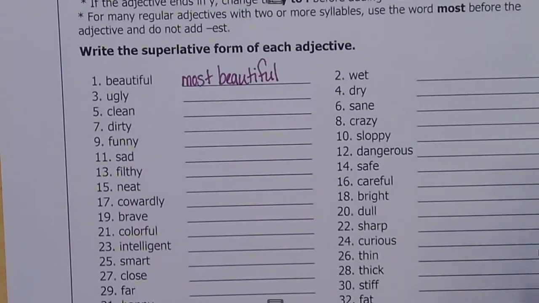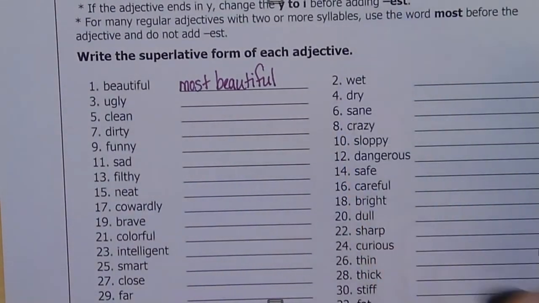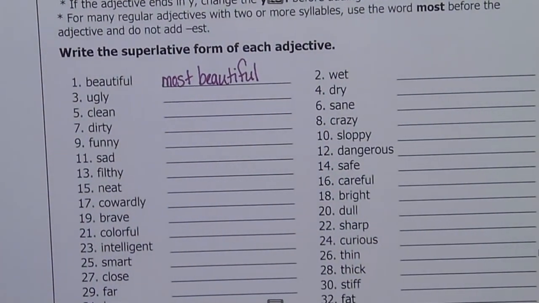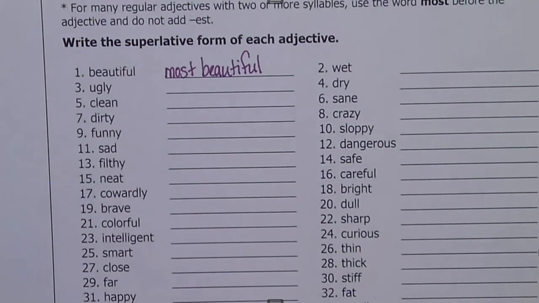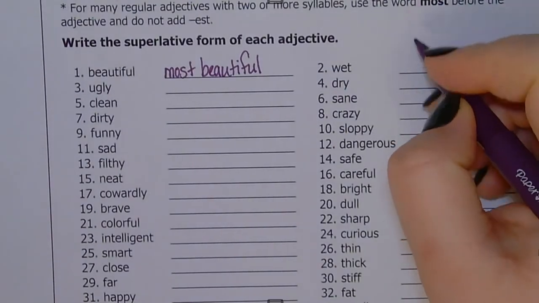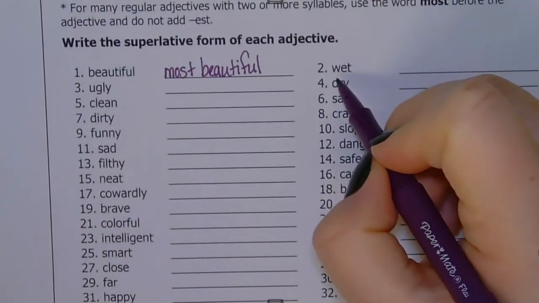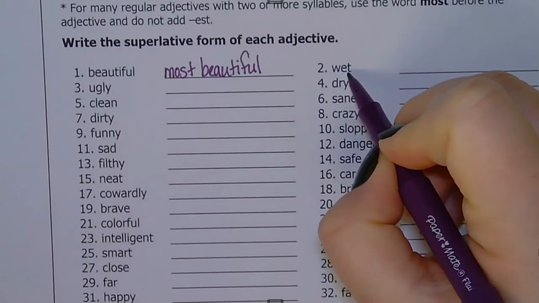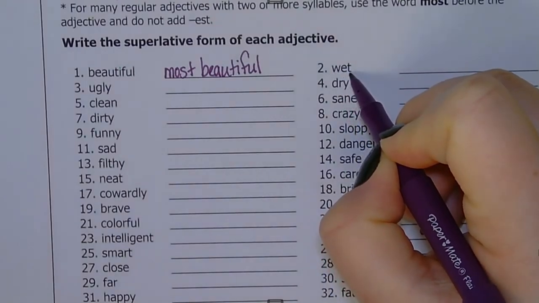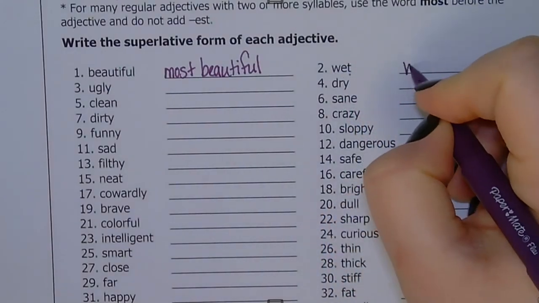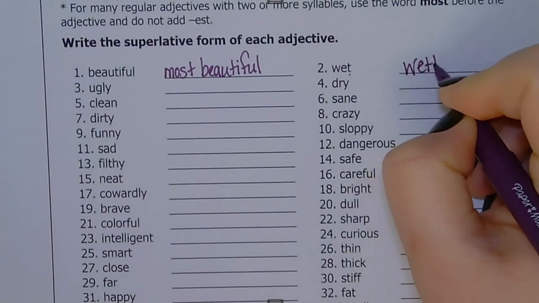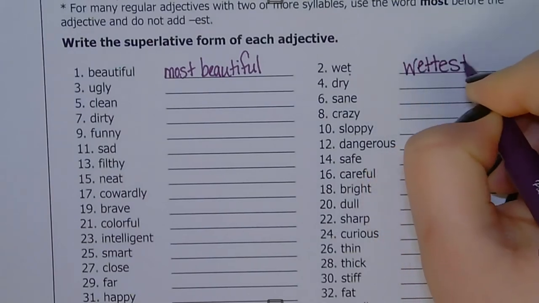Okay? Look at wet. He is the wettest kid in the group. Does that make sense? Yes. And because this again is a consonant, vowel, consonant, short word, we need to double that last consonant. W-E-T-T-E-S-T, wettest.